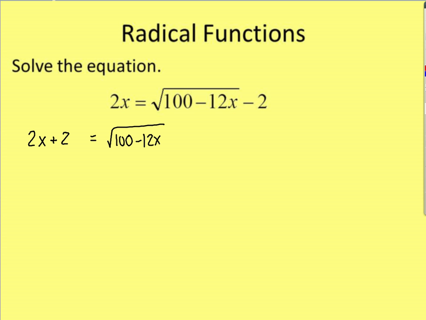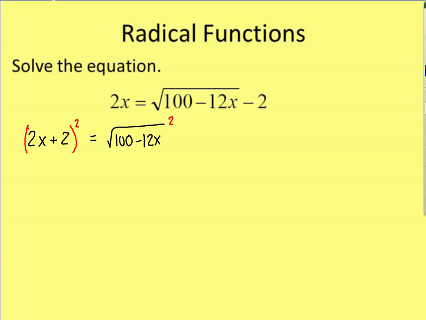Now to get rid of that square root, we're going to do the opposite. This is the square root or the second root. And the opposite of that is raising it to the second power or squaring both sides. So on the right side of our equation, that square and the square root will just cancel each other out. And you'll just be left with 100 minus 12x.